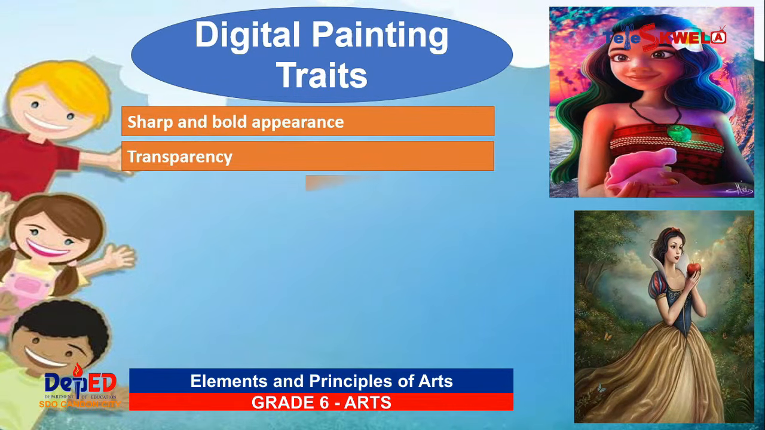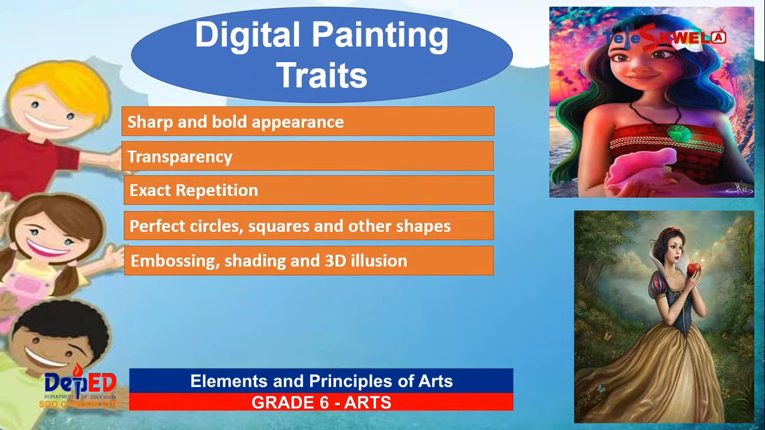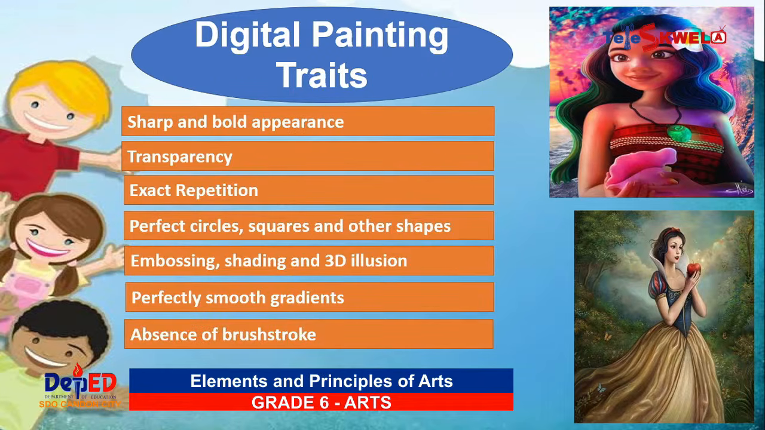Specific digital traits include sharp and bold appearance, transparency, exact repetition, perfect circles, squares, and other shapes, embossing, shading, and 3D illusion, perfectly smooth gradients, absence of brush stroke, effects of automatic transformation.